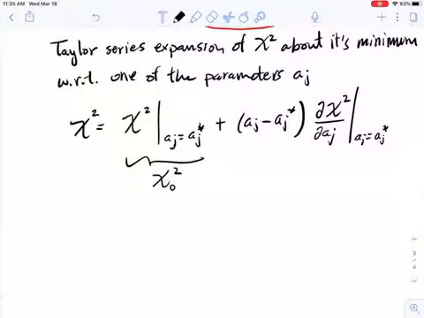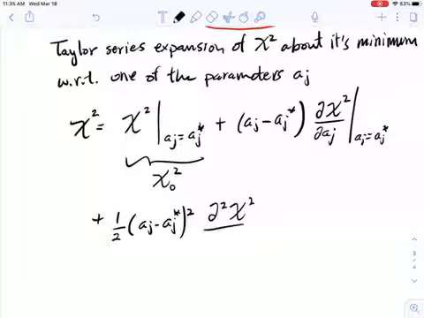So that's the 0th order and the 1st order term, and I'm going to keep one more. So we would get 1/2 (aj minus aj star) squared, and then we take two derivatives of chi-squared with respect to our variable. I need to put my square there. And then after you've done those two derivatives, evaluate at aj star, and then if we wanted to, we could include more terms.